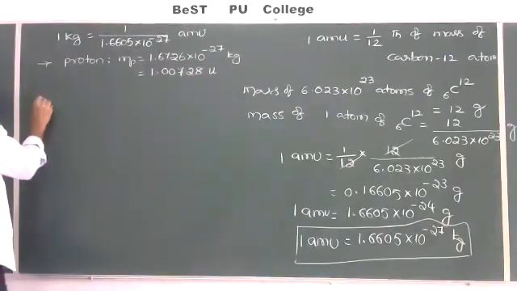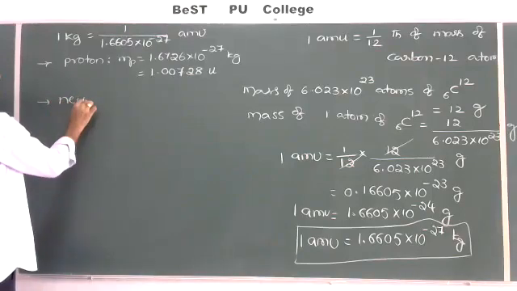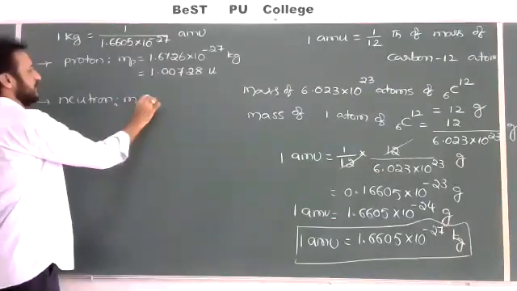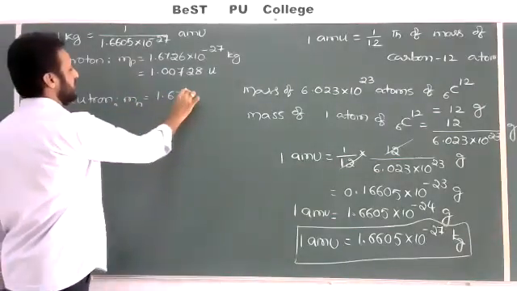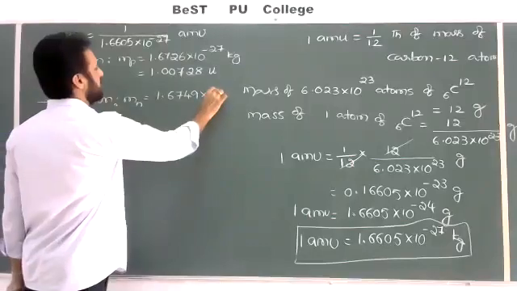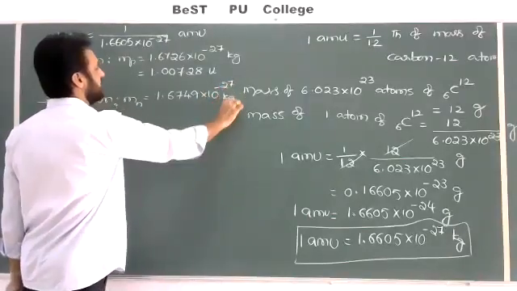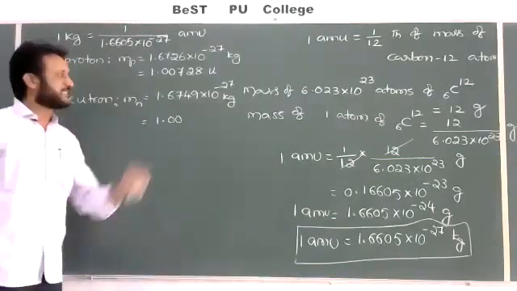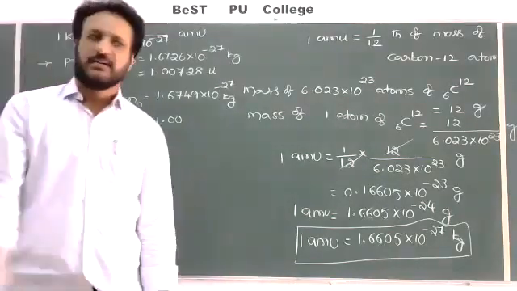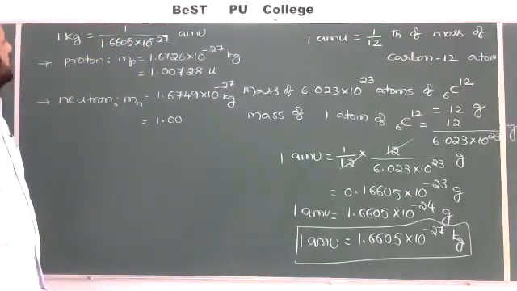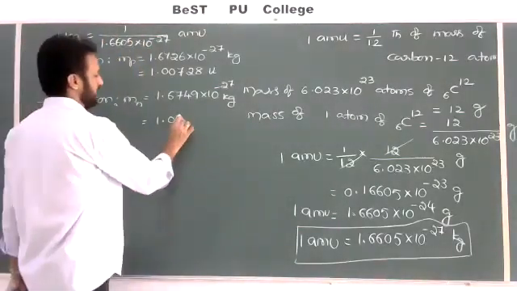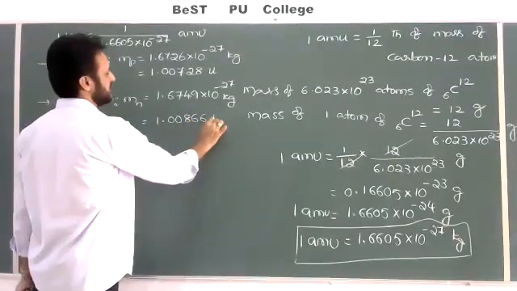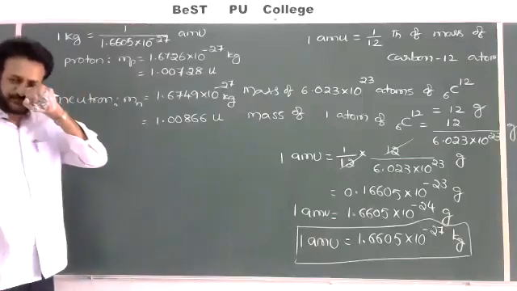Same model, what is the mass of the neutron? Mass of the neutron, mn, is equal to 1.6749 × 10^-27 kg. Here also divide the value, 1.6749 divided by 1.6605. Okay, approximately 1.00866, we will get the standard value 866.